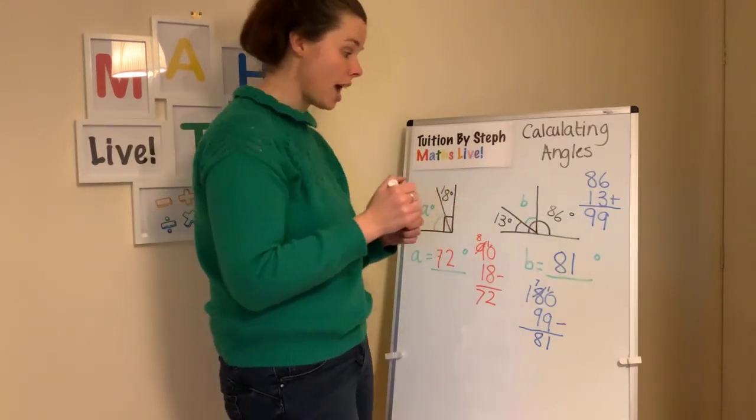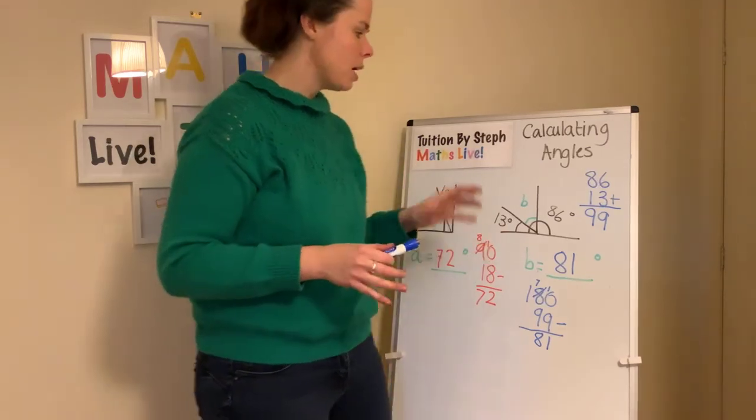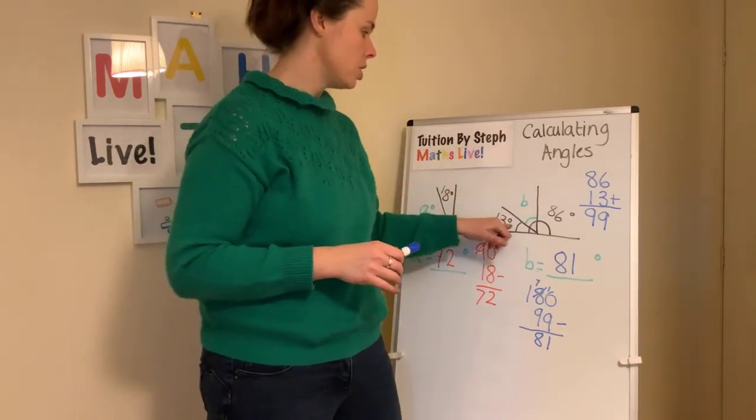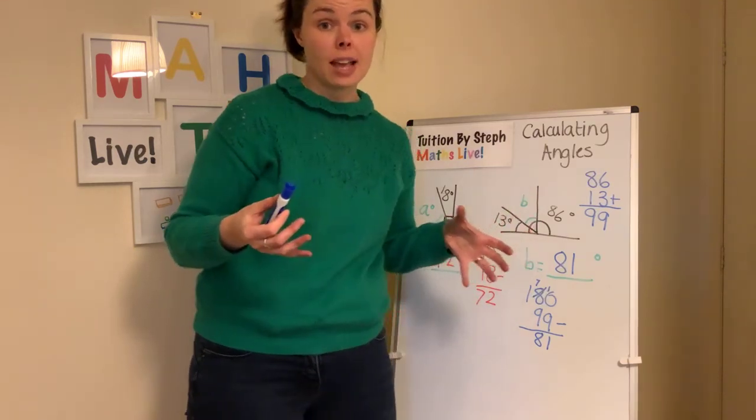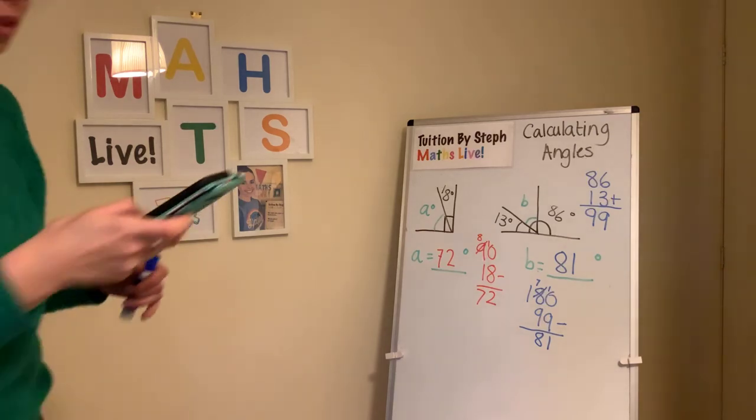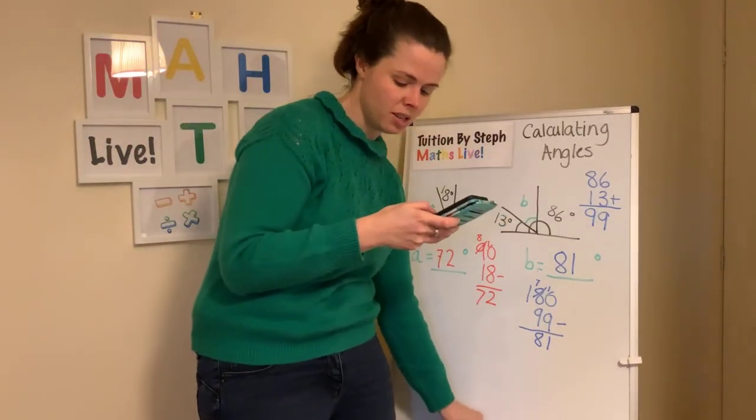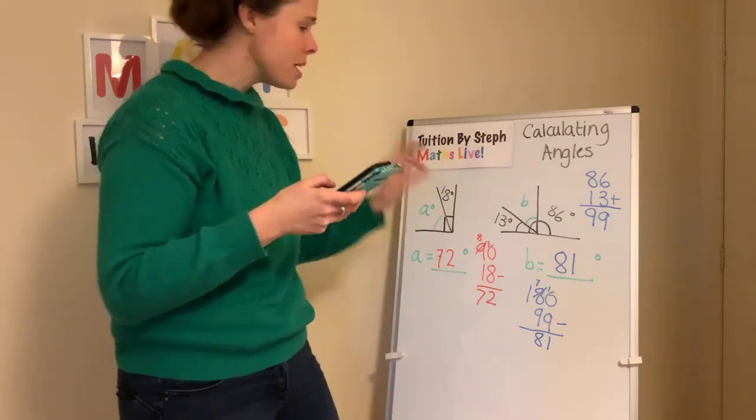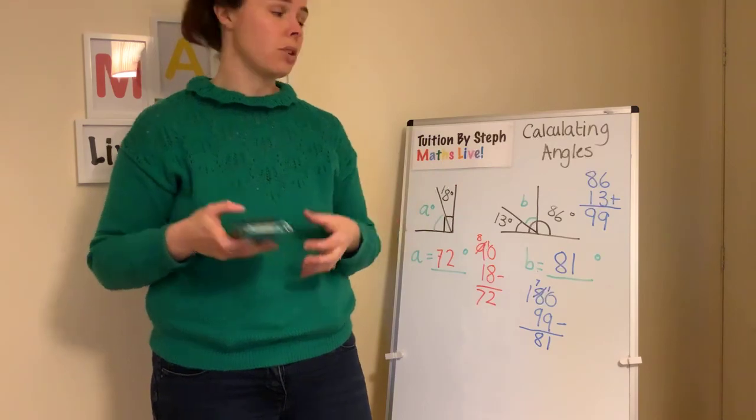And if you wanted to check, what you could do is add 13, 86 and 81 and you should get the answer 180. Let's see how you all got on. You got them both right. Yay! Well done. Even if you made a tiny calculation error, don't worry. Remember, it's all learning, so it's all really good.